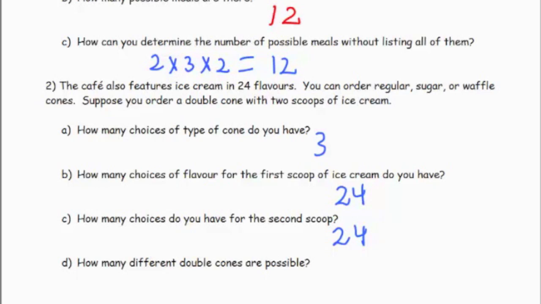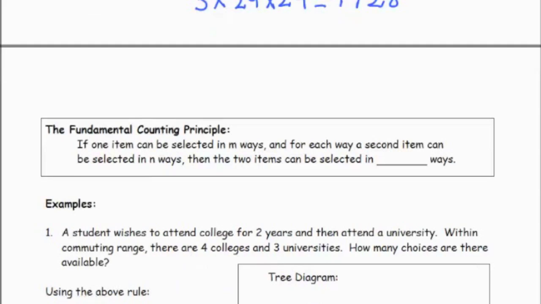How many different cones are possible? Well, the fundamental accounting principle says it's 3 times 24 times 24. And off memory, I believe that is 1728, but don't quote me on that. Okay, a lot of different cones are possible. Okay, moving right along here.